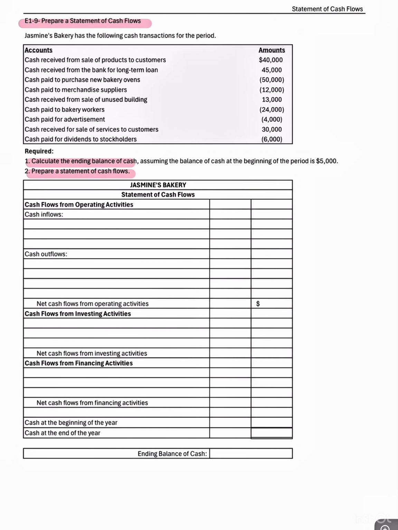So when doing the statement of cash flows, there are going to be 3 activities we're going to focus on: operating activities, investing activities, and financing activities. So let's start there. Operating is going to be the day-to-day things to stay running. From the list of accounts we have, cash received from the sale of products to customers would be an operating activity. So we put it under cash inflows right here. I'm going to put from sale of products to customers.